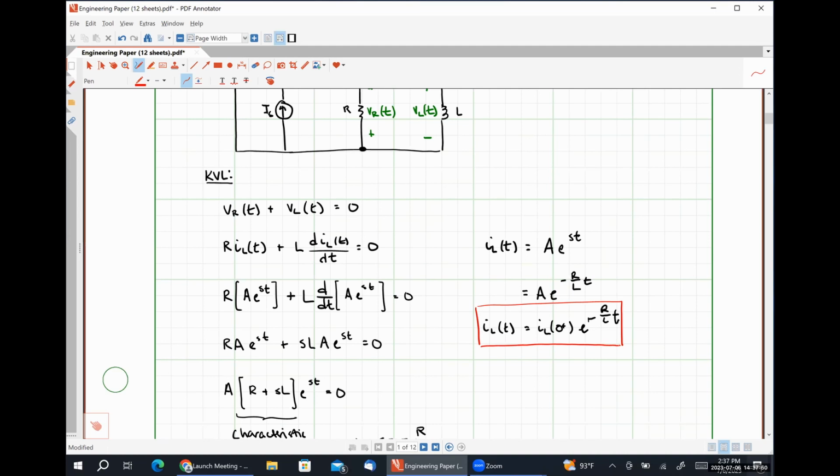Dr. Hartman, on that last equation there, that is negative R L T, right? That is correct. So, IL at zero plus times e to the negative R divided by L times time. All right. Sounds good. Okay.